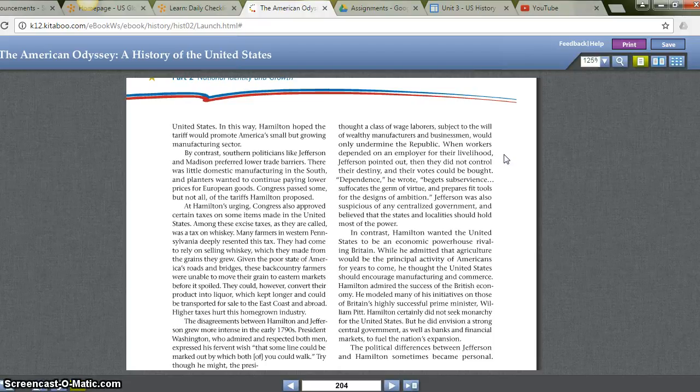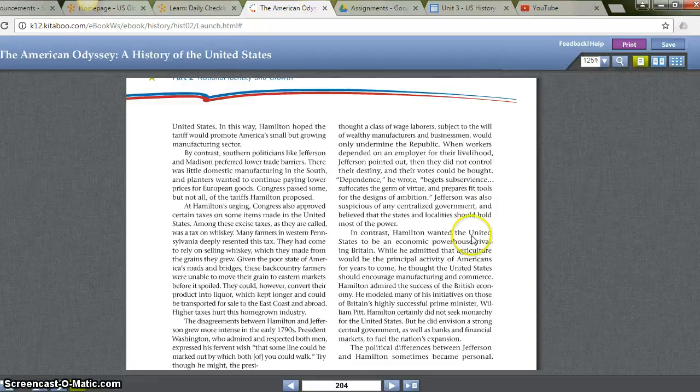When workers depended on an employer for their livelihood, Jefferson pointed out, then they did not control their destiny and their votes could be bought. Dependence, he wrote, begets subservience, suffocates the germ of virtue, and prepares fit tools for the design of ambition. Jefferson was also suspicious of any centralized government and believed that the states and localities should hold most of the power. In contrast, Hamilton wanted the United States to be an economic powerhouse rivaling Britain.